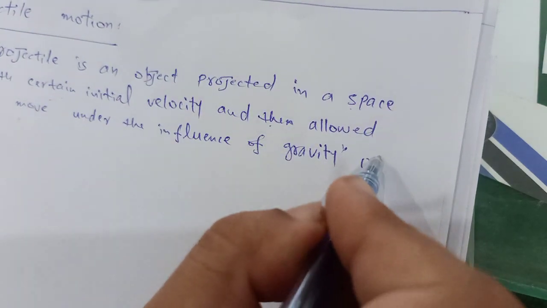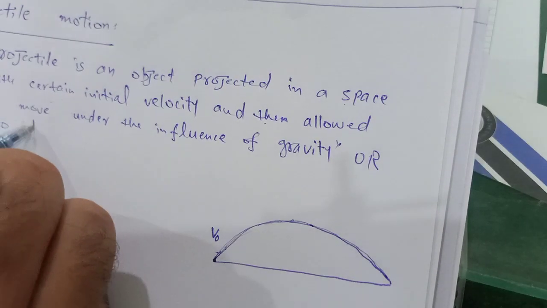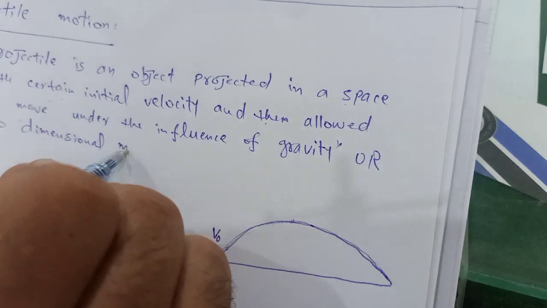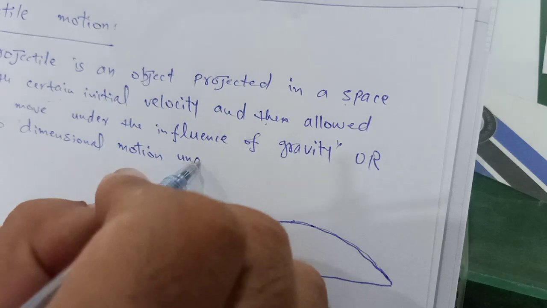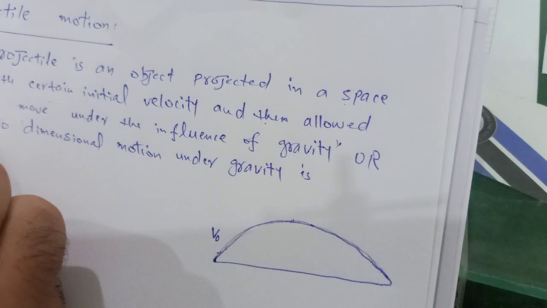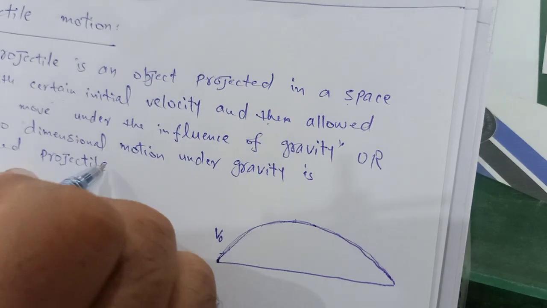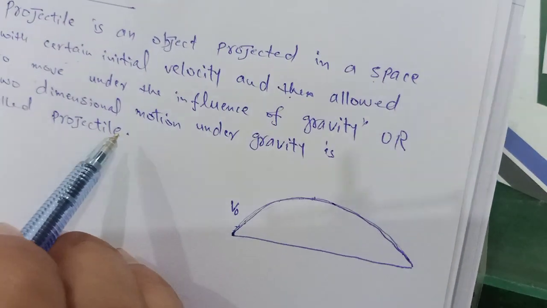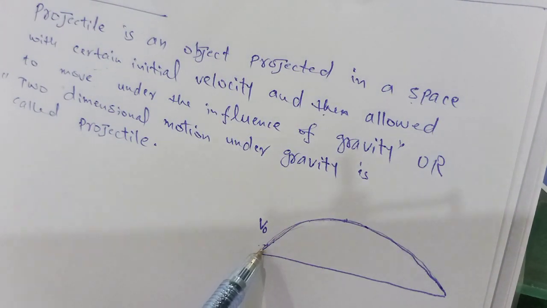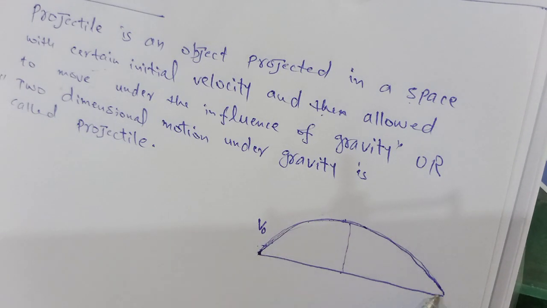Or simply, another definition of projectile motion is: two-dimensional motion under gravity is called projectile motion. That is, when we throw a projectile, you see it is moving upward. That is, it covers vertical distance as well as horizontal distance.